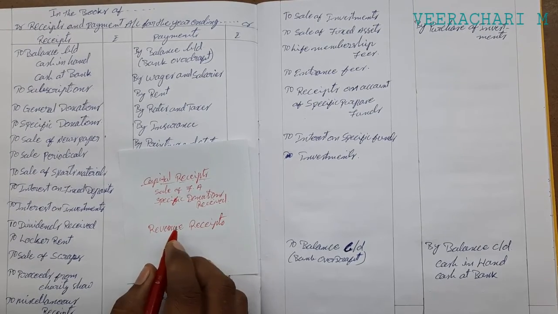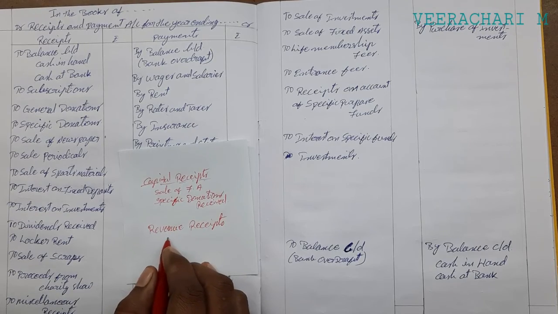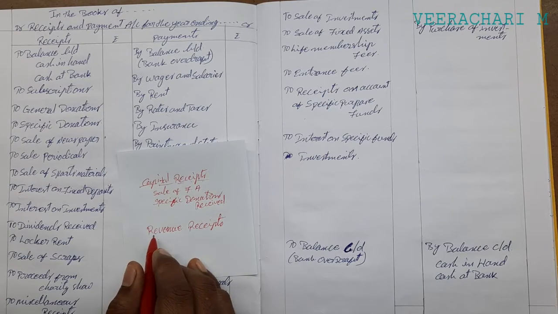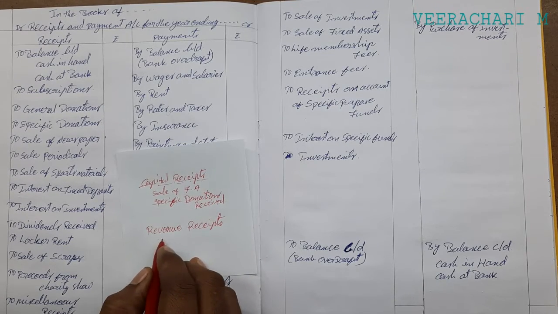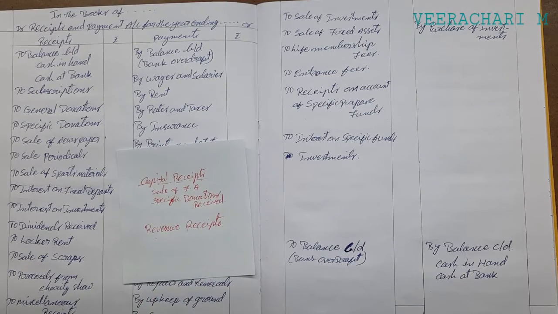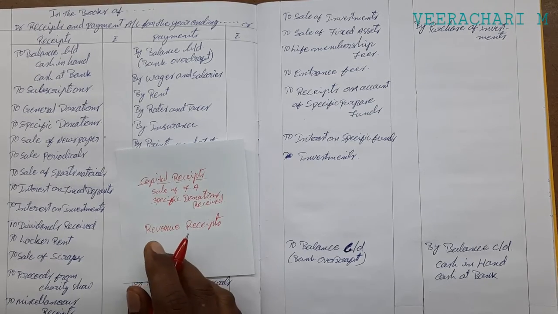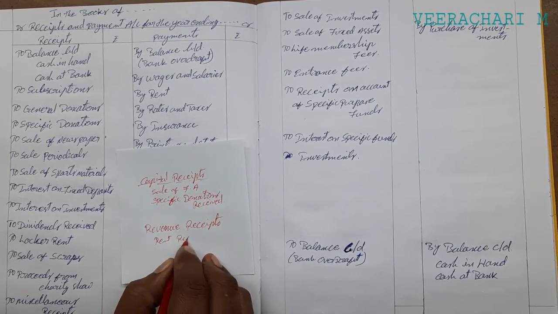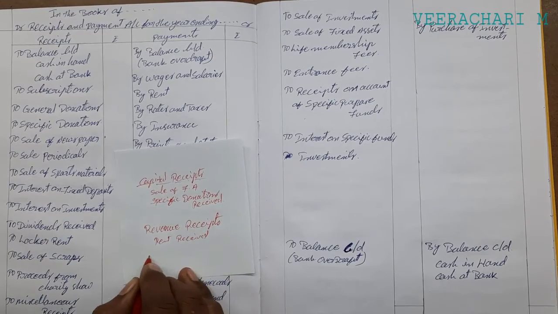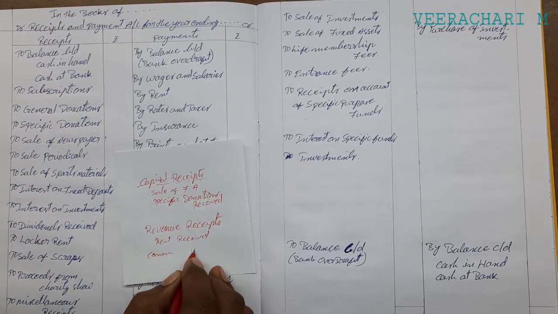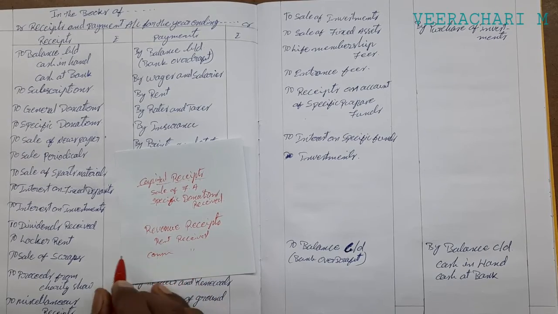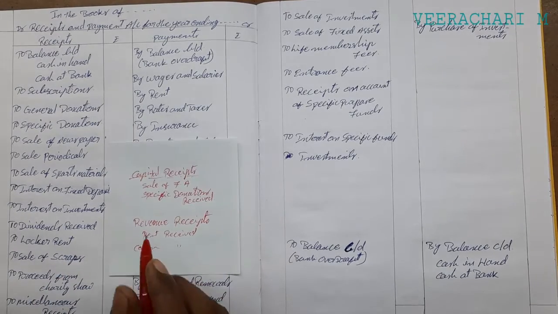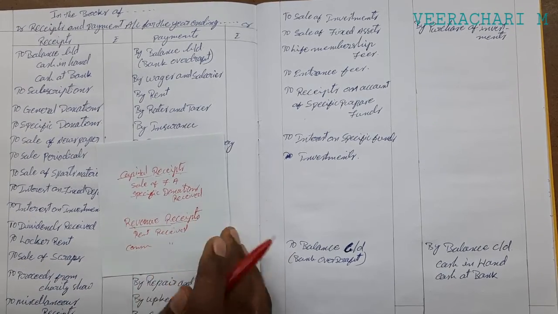Is there any revenue receipt? Revenue receipts are receipts of a recurring nature, meaning we receive them again and again, in every year. For example, rent received, commission received, locker rent received, sale of scrap. This type of receipt is called a revenue receipt. It is not of a capital nature.